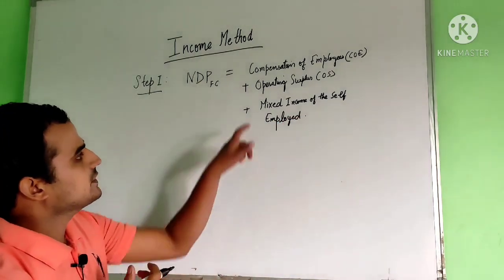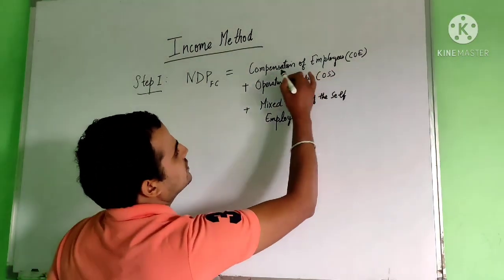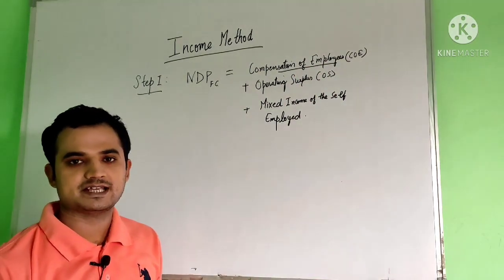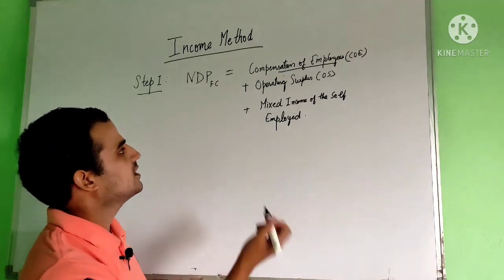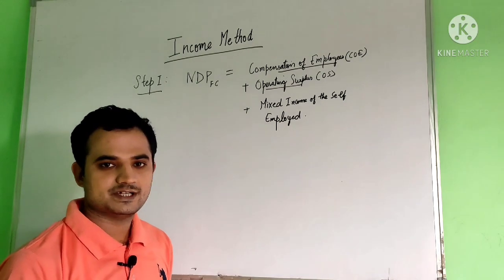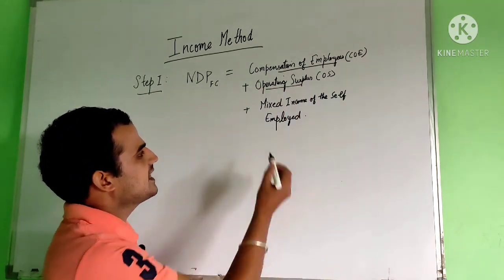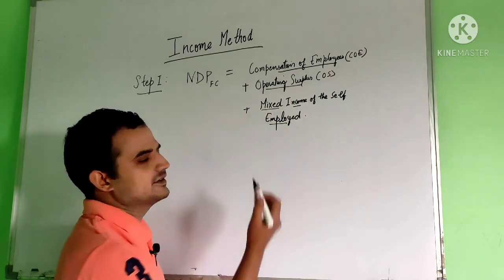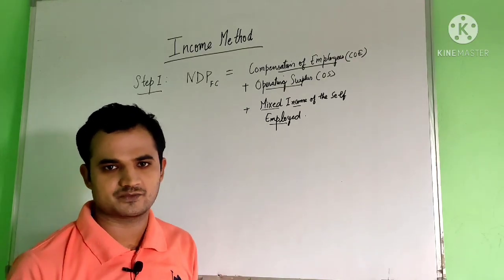Now what will come in compensation of employees? What we need to include in compensation of employees. Compensation of employees includes salaries and wages of workers. Operating surplus includes rent, profits, royalty. All these things are included in operating surplus. And what is this mixed income? Mixed income of self-employed. You know, a self-employed person does n number of jobs.